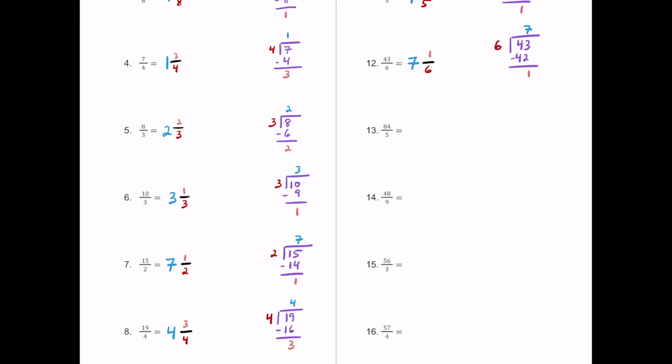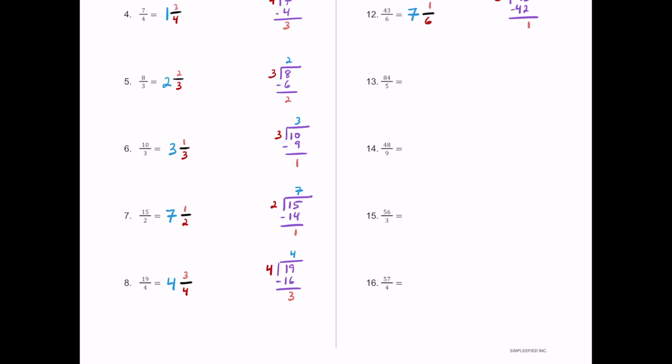For 13, let's say we have 84 fifths. So let's take the 84 and let's split it into 5 equal pieces. So 5 is going to go into, let's go into the 8 first rather. 5 into 8 one time, 1 times 5 is going to be 5. So let's go ahead and put the 5 and subtract. That's going to be a 3, and let's bring down this 4. And so 5 into 34, that's going to be 6 times. So it'll be 6 times 5, that's going to be 30. We're going to get a remainder here of 4.